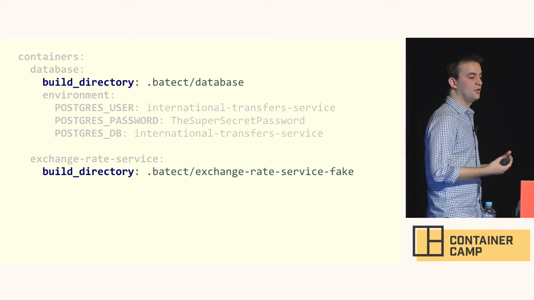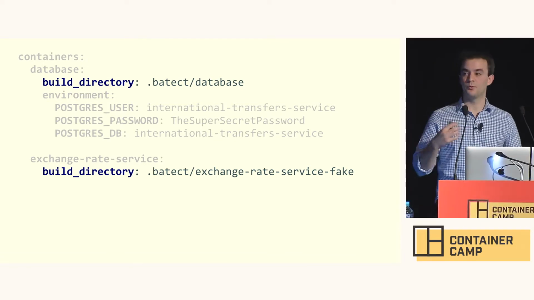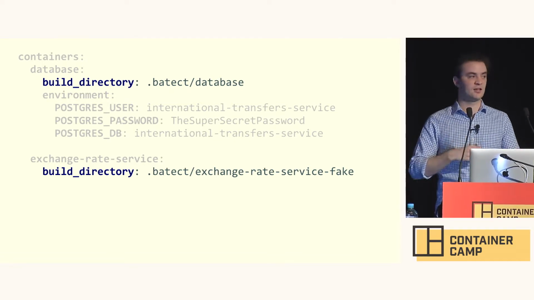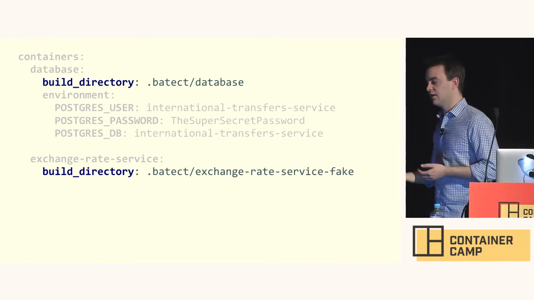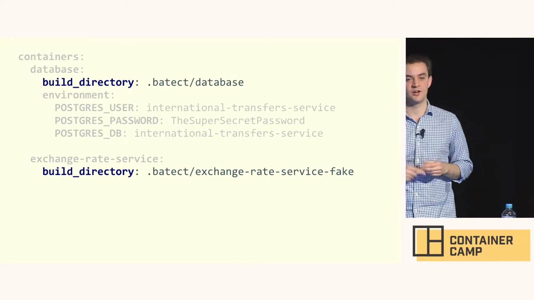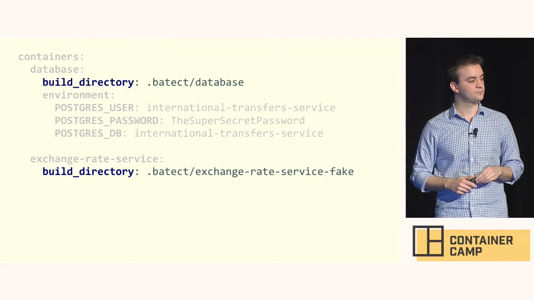Within that Docker file, batect will then automatically pick up and build that image when it needs to, and take advantage of Docker's build cache to do this really, really quickly. So it's not going to rebuild it from scratch every single time, and we'll see in a second that it's still really, really fast.